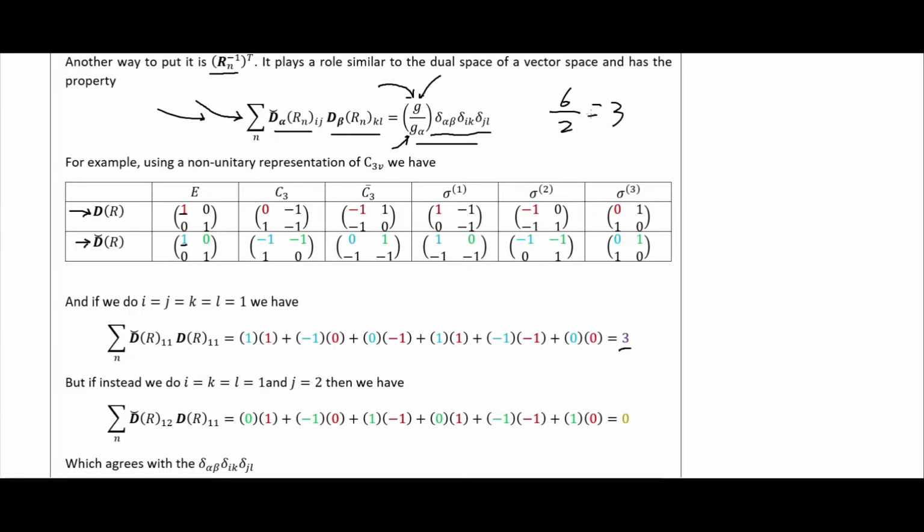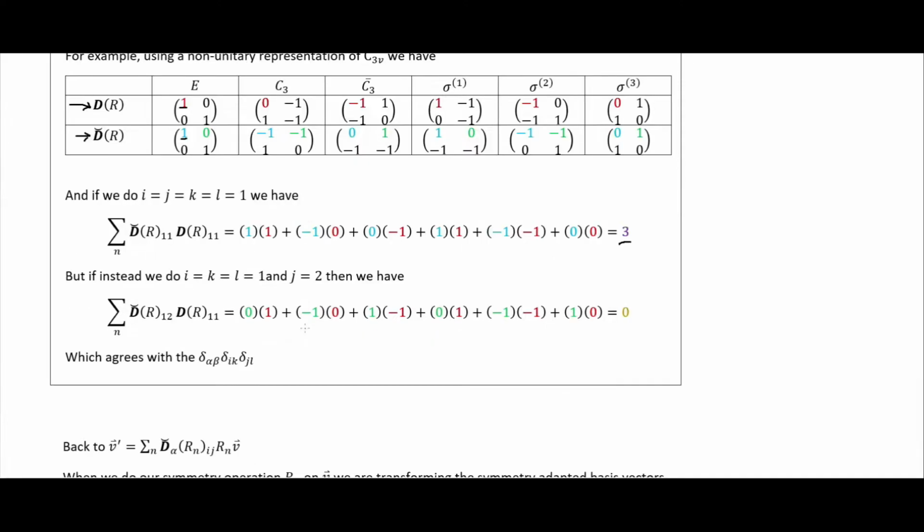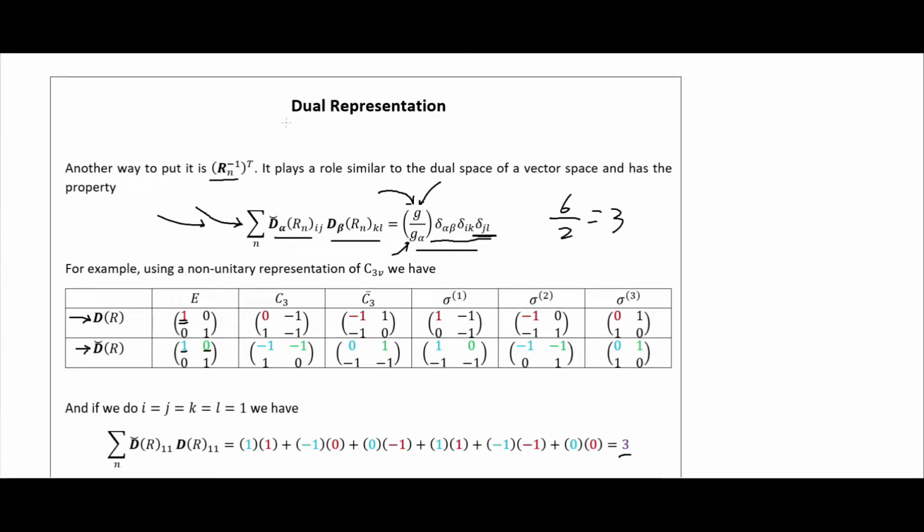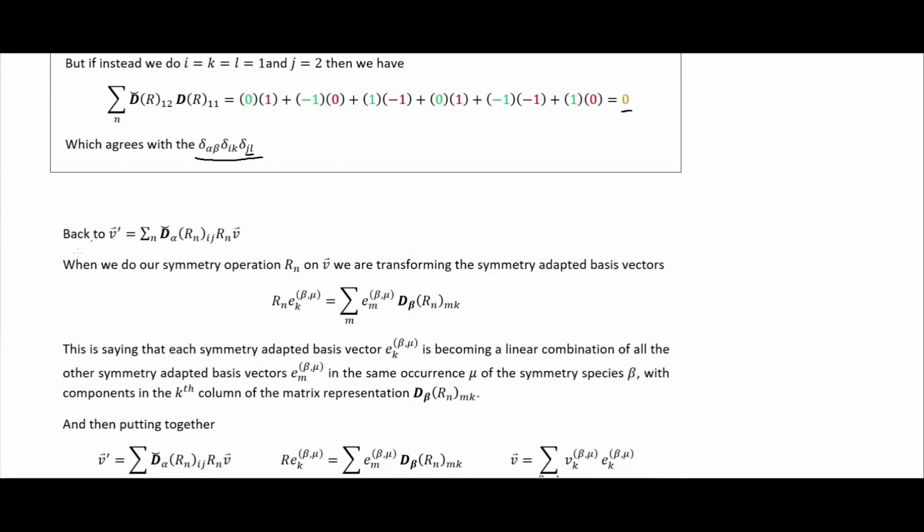But if instead we do i equals k equals l equals 1, but j equals 2, so j and l are not equal, then when we do this operation, taking the red, multiplying by the green, and adding up for all these representations, we get 0. That agrees with the Kronecker delta here: if j and l are not equal to each other, then this will be 0. And that is just a reminder of what the dual representation or contragradient is.